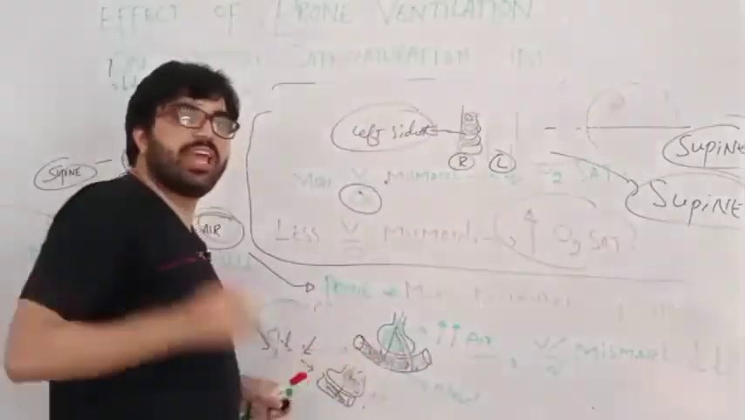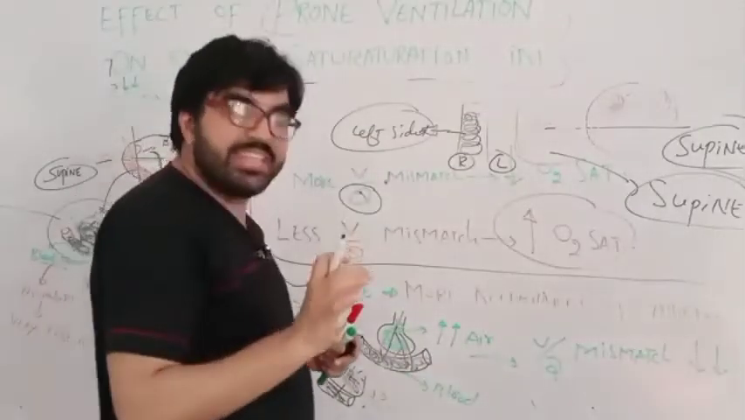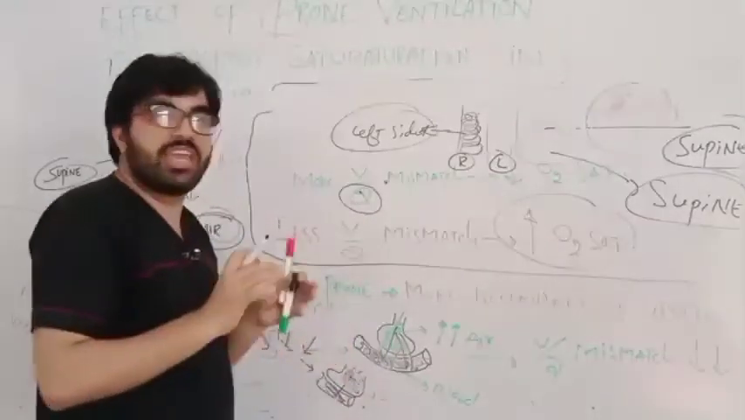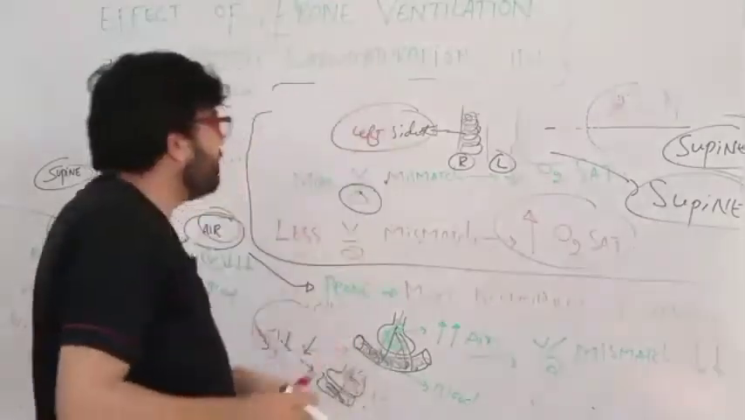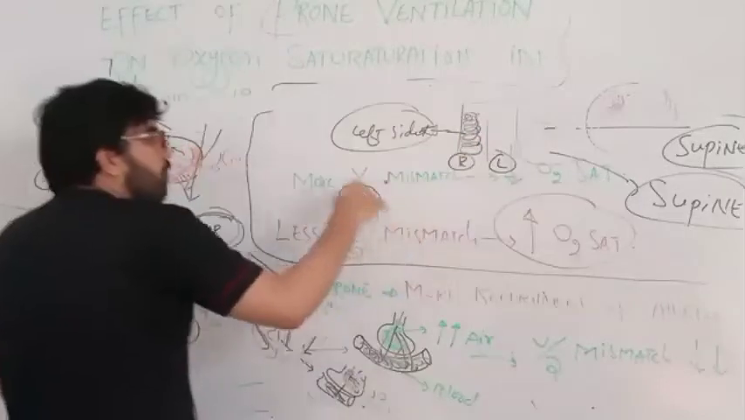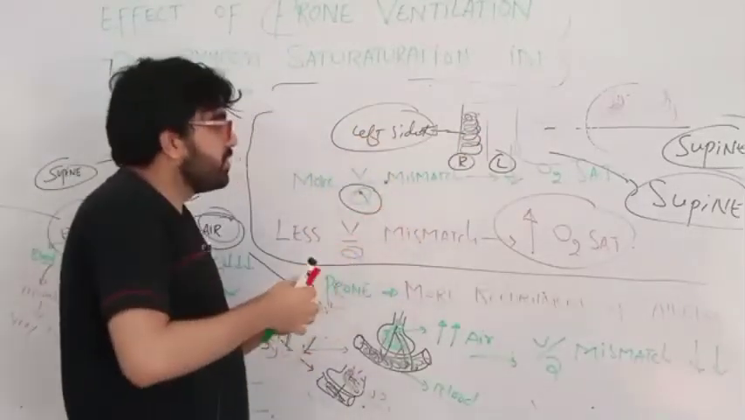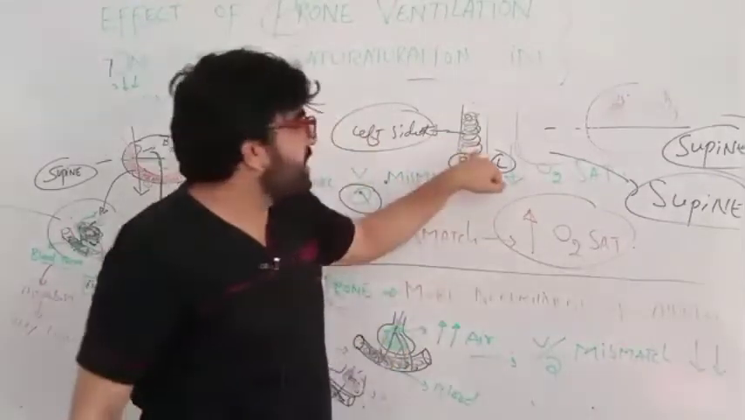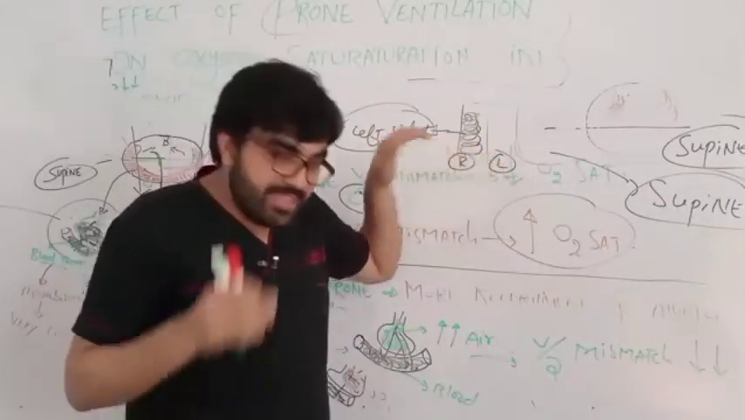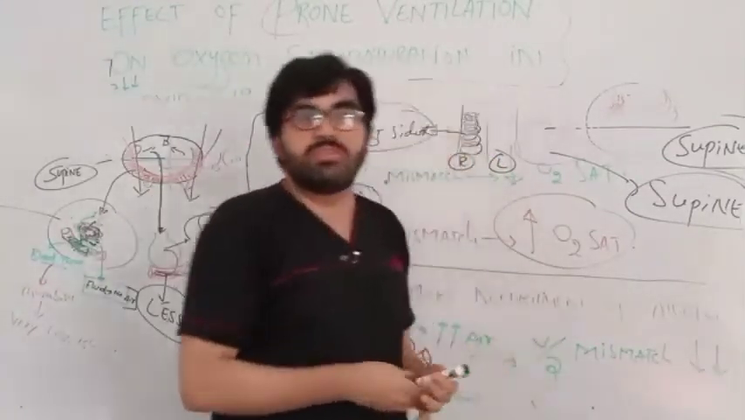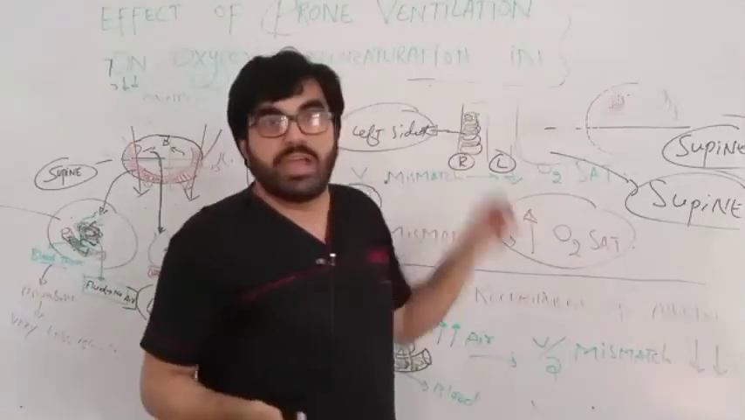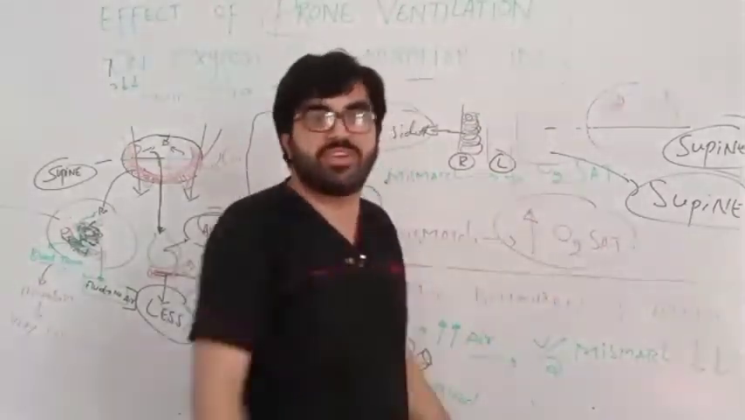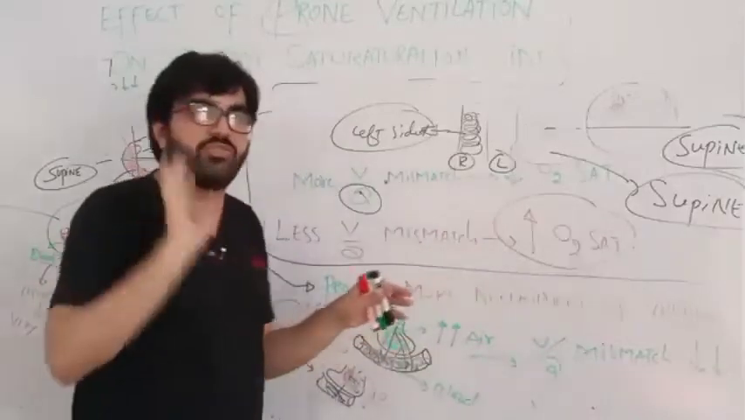The principle is that the infected side, the side that has opacity on the X-ray or the CT scan, should be above. Why? Because if that is below, what happens? There will be maximum blood flow coming toward this area. If the maximum amount of blood is coming toward the infected alveoli, the alveoli which cannot cause gaseous exchange, there will be no improvement in the oxygen saturation.